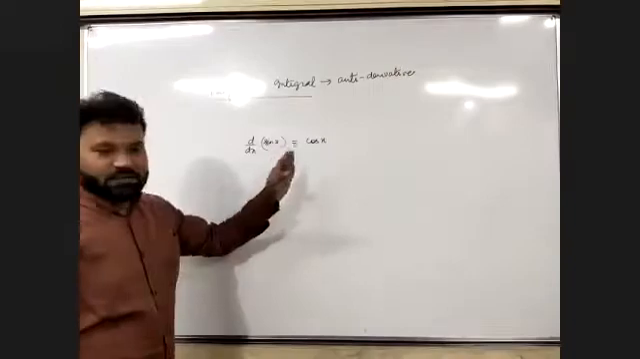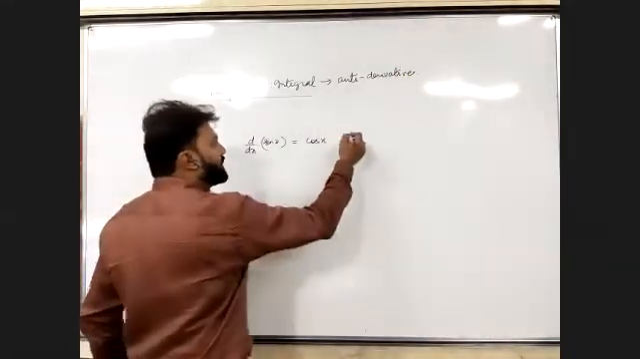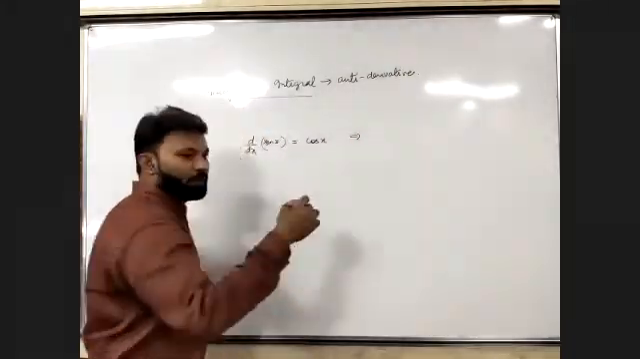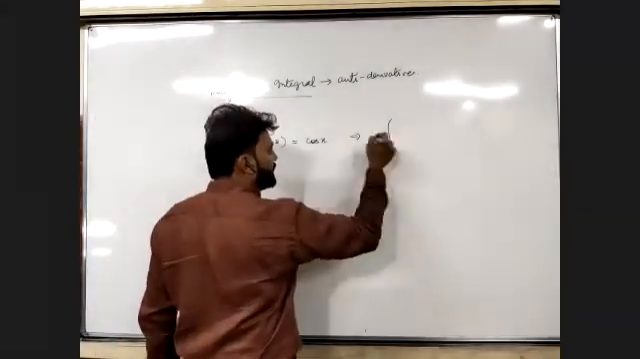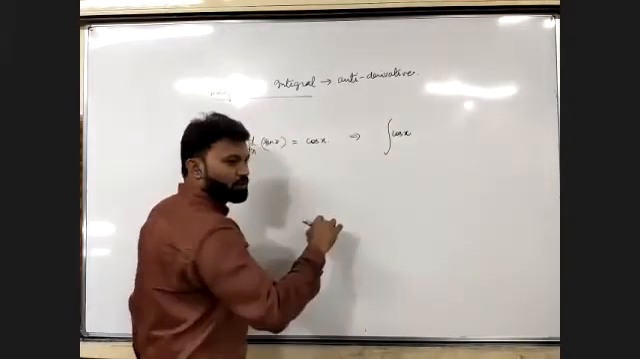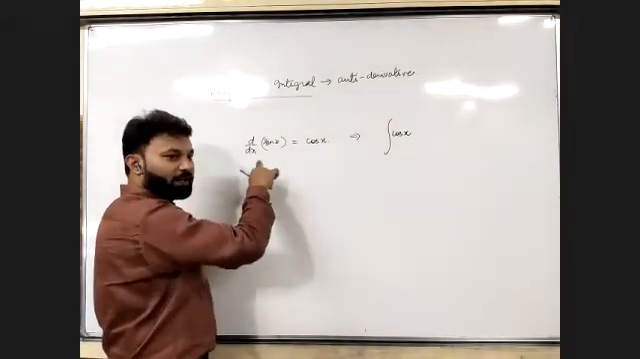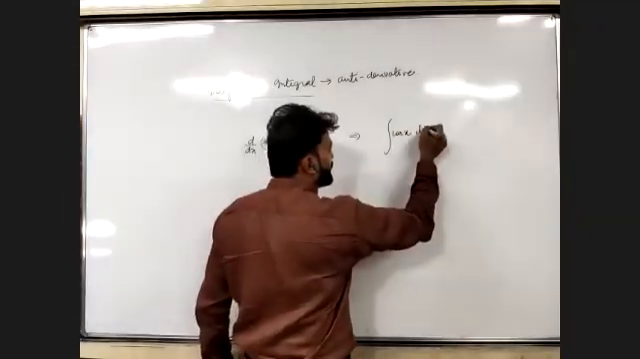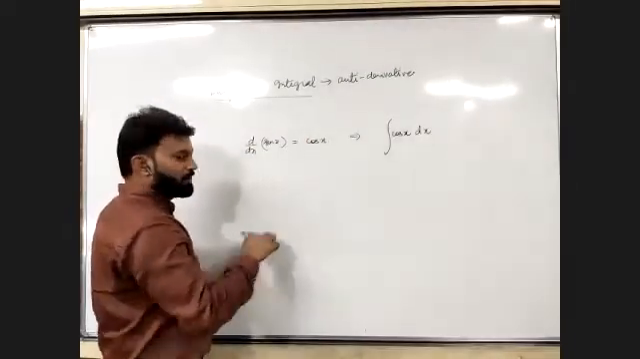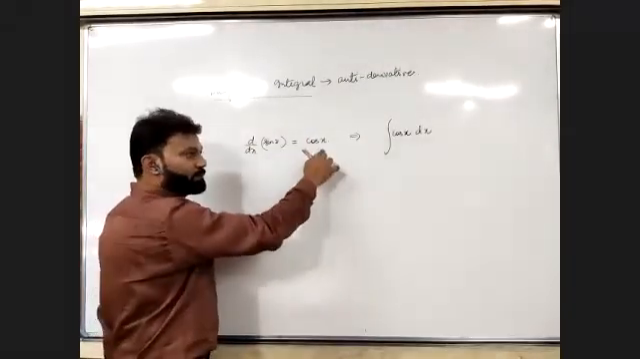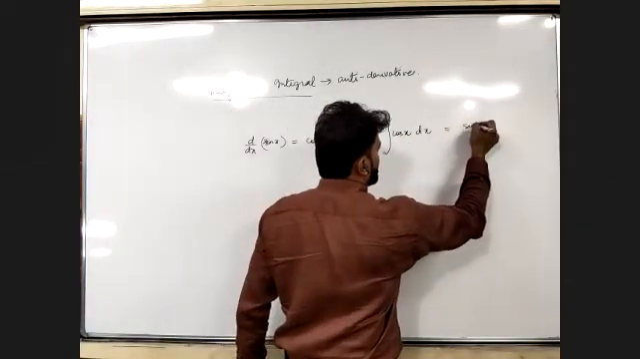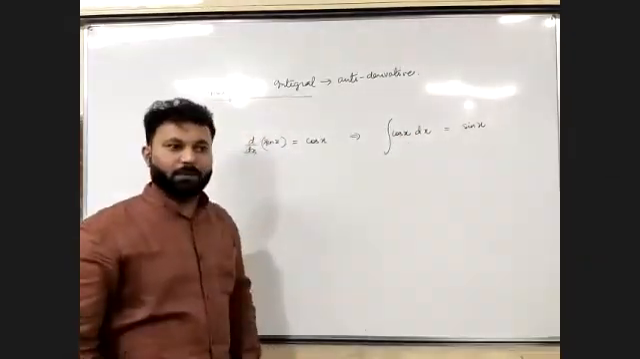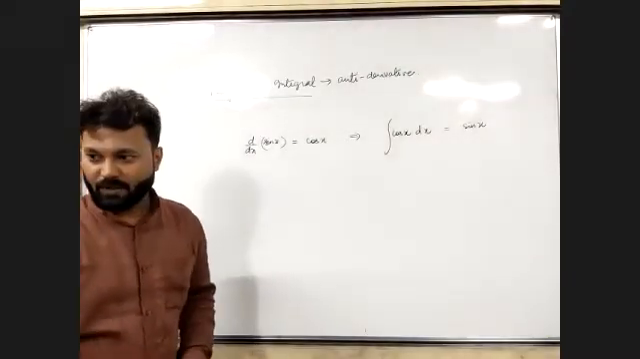d by dx of sin x is cos x. Now, if we try to convert it to the form of integral, it will be integral of cos x. To show that we are integrating with respect to x, integral of cos x dx, right? Just the reverse of the derivative: d by dx of sin x is equal to cos x, so integral of cos x dx will be equal to sin x. Am I clear with it? Any slightest doubt?